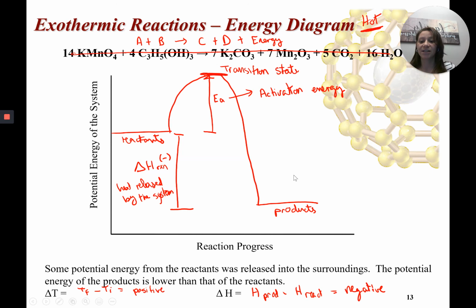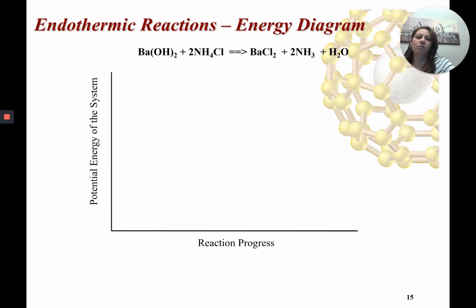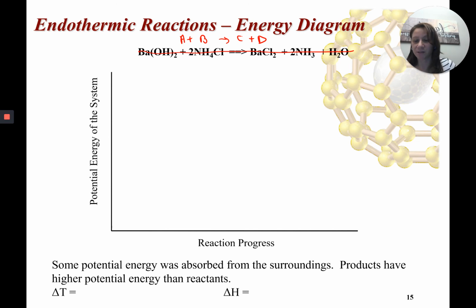Now let's look at the same thing for an endothermic process. So I'm gonna cross that out again and write A plus B yields C plus D as our generic equation. So in an endothermic process, the system is absorbing energy. System absorbs energy. Energy is going into my system.